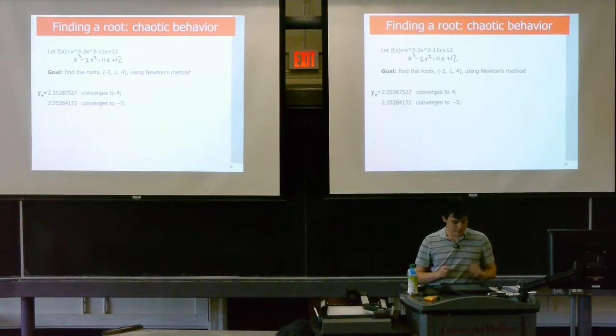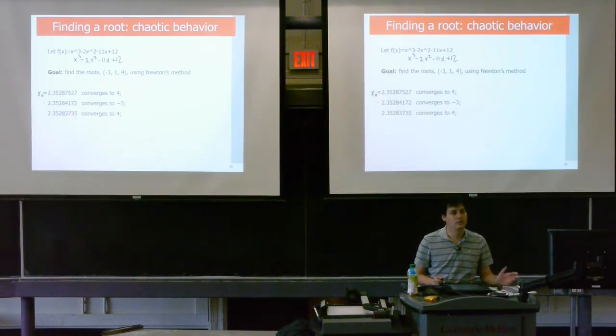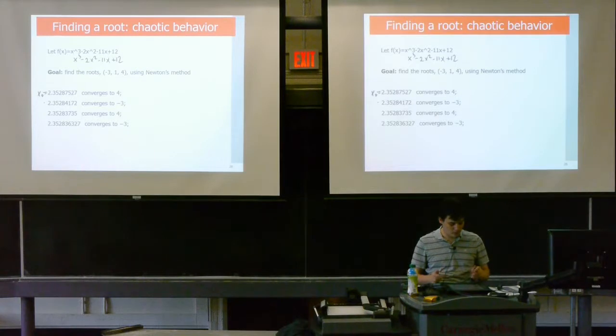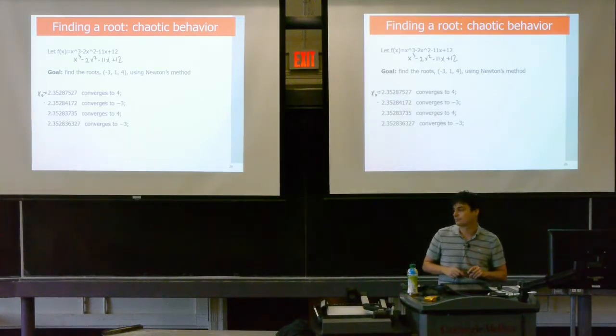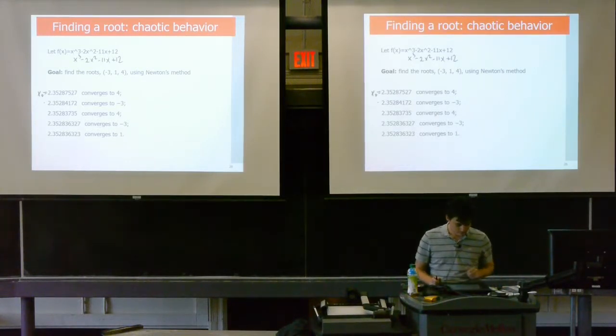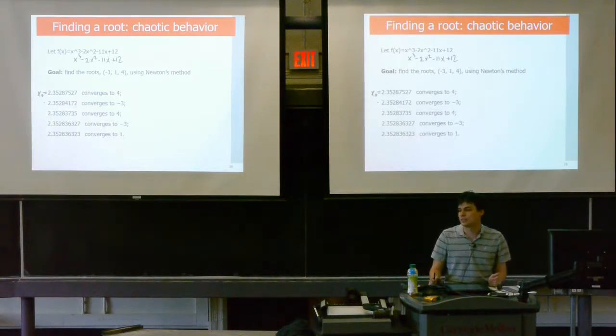If we decrease this a tiny bit, then we would converge to -3 from this point. If we decrease it a tiny bit again, then we converge to 4 again. And if we decrease it a tiny bit more, then we would converge to -3 again. And if we decrease this a little bit more, then we would converge to 1. So it can be pretty messy, right? From which point we will converge to where.